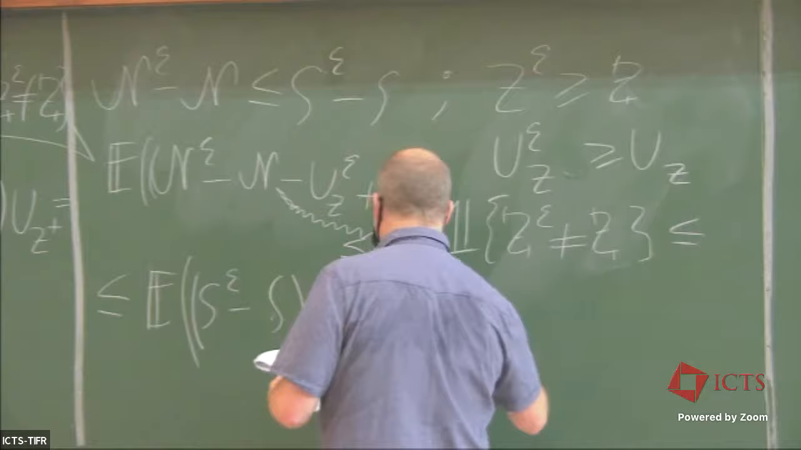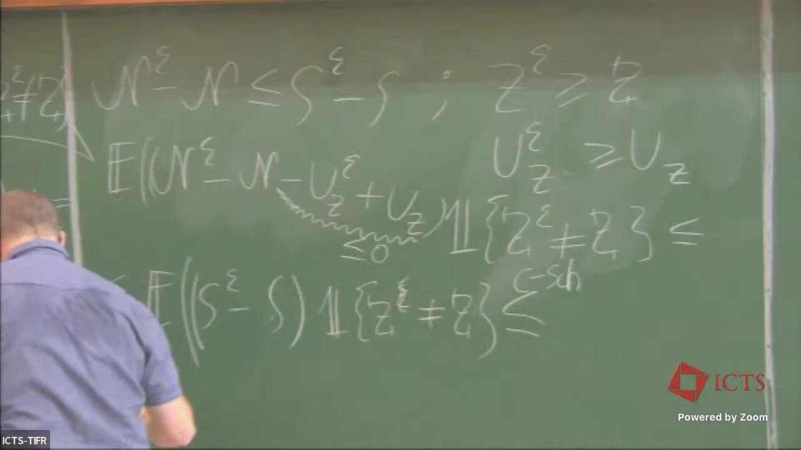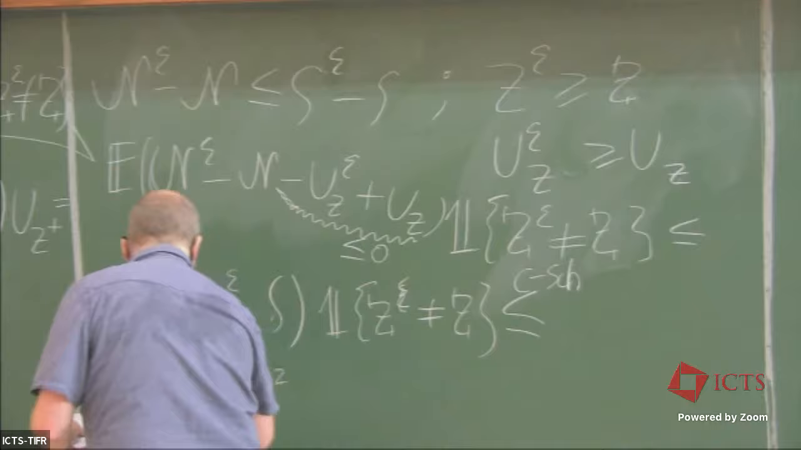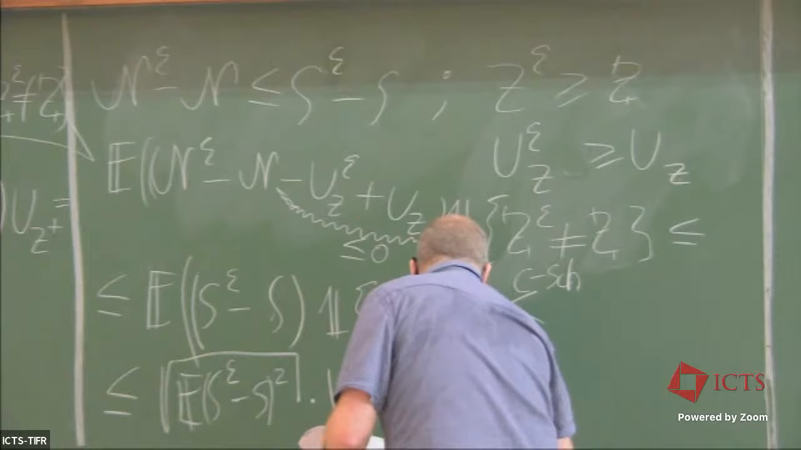And now I'm going to just bound everything by Cauchy-Schwarz and get an upper bound of the square root of the expectation of S^ε minus S squared. So the square is inside the expectation, the square root is outside, times the square root of the probability that these guys are not equal. Okay.